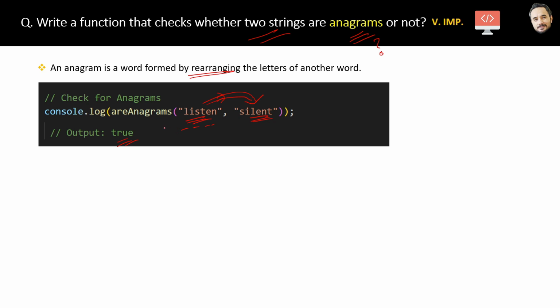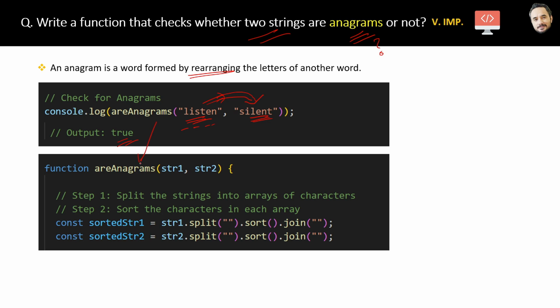For this, first we have to create this anagrams function and pass both strings as parameters. Then, as a next step, we first split the string into an array of characters by using the split method. Then sort the characters of the array by using the sort method. By default, the sorting is in ascending order, okay. Then join the characters again by using the join method. Simple. The output will be something like this: E, I, L, N, S, T in ascending order.